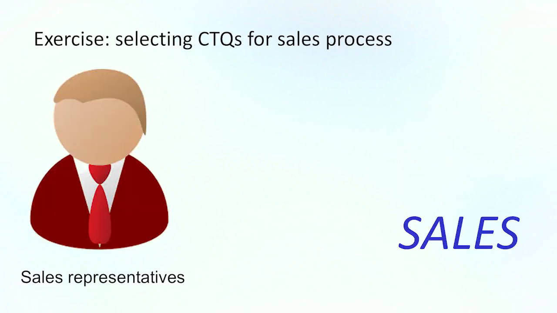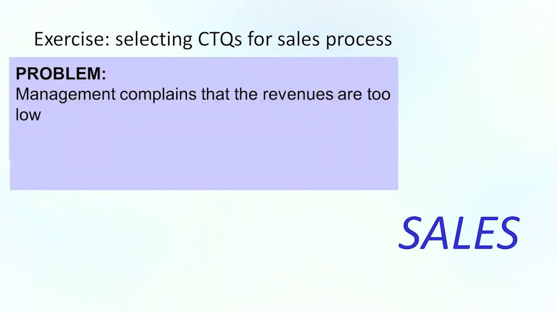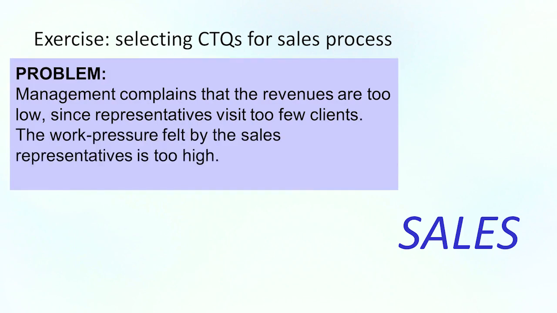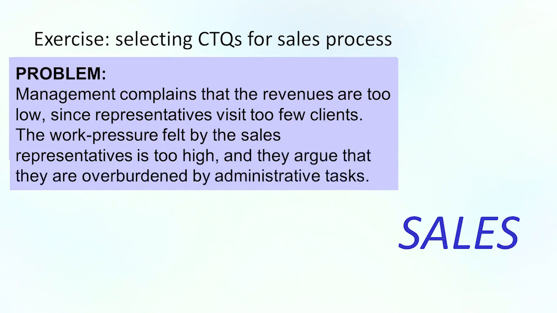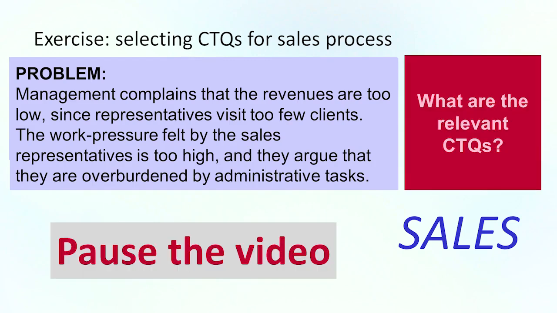You run a project for a sales department. Sales representatives are hired to visit potential customers, investigate their needs, and write an offer. They also follow up on questions or complaints from existing customers. Management complains that the revenues are too low, since representatives visit too few clients. Work pressure felt by these sales representatives is too high, and they argue that they are overburdened by administrative tasks. So what are the CTQs? Now pause the video, try to answer this question before you continue.